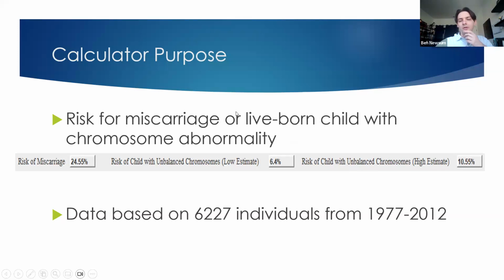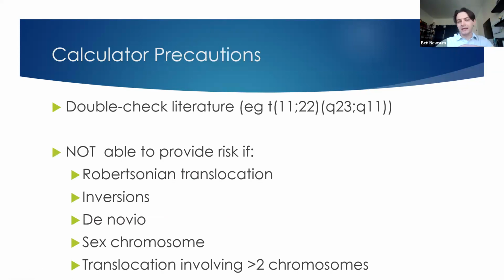And those numbers are also affected by some of the inputs of the calculator itself, which we'll go into a little bit later. So some precautions for the calculator. First of all, do always double check the literature, because there are some balanced translocations that do have information about themselves. The calculator does provide a risk assessment based on data of other translocations, but if you're able to find the translocation itself in a paper, you may be able to get more specific or maybe more accurate information.